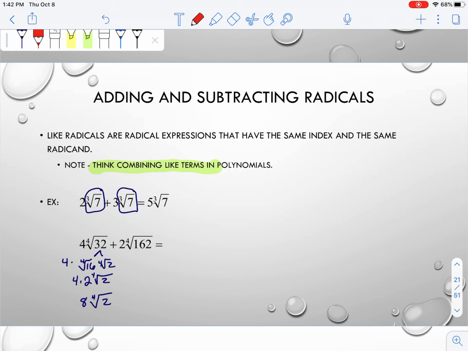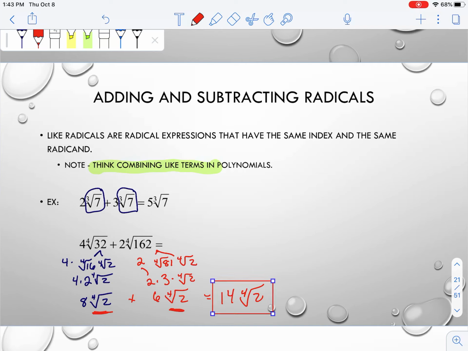Then we do the same thing with the fourth root of 162. Look at your factors of 162, and we have an 81 in there. The fourth root of 81 is 3. And that becomes 6 times the fourth root of 2. So when we look to combine these, I have how many fourth roots of 2 plus how many fourth roots of 2? 8 plus 6 is 14 fourth roots of 2.